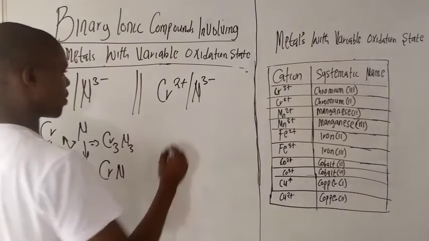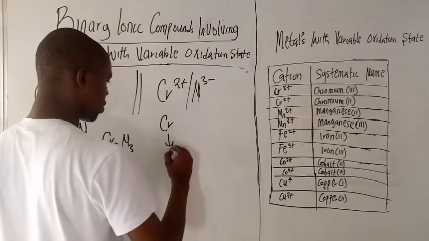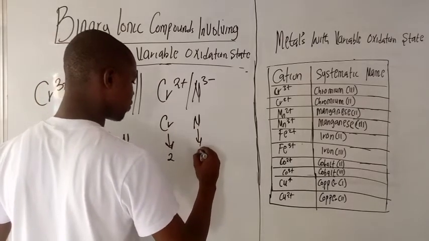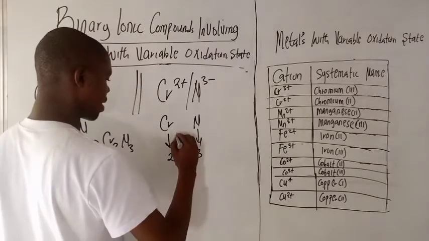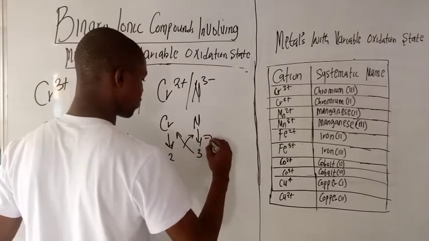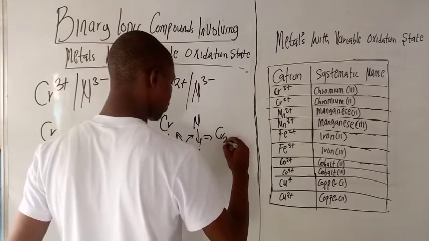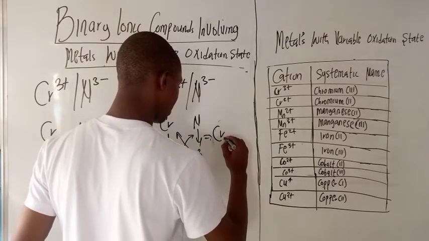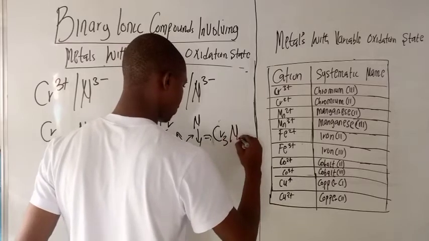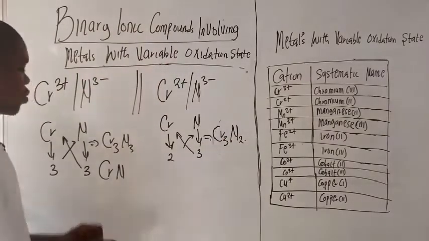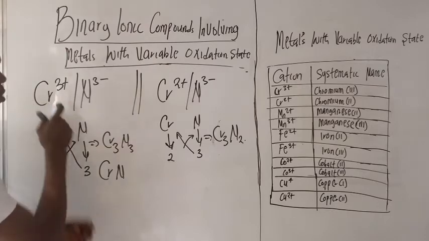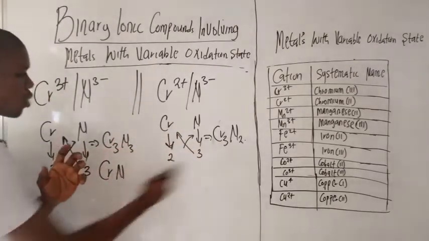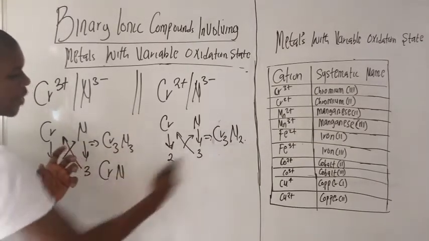Here, what are you going to get? Here we have Cr, which is 2. Here we have N, which is 3, right? So if you move one here, they move one here. What are you going to get? Here we have Cr3N2. So chromium can form bonds with nitrogen to have different ionic compounds.